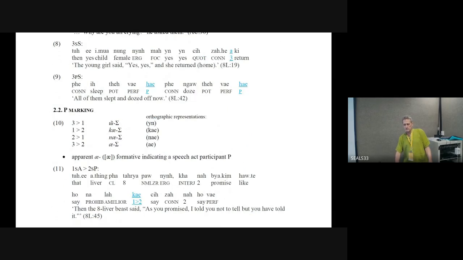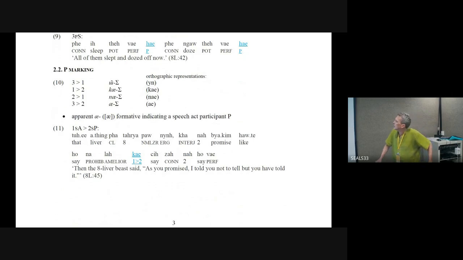P marking is a little more complicated. So the markers that you see here aren't exclusively P markers. So you'll see the K and the N elements involved in the first person acting on second person and the second person acting on first person forms. But here we have a marker A, which apparently indicates a speech act participant P, which is not the speech act participant which is otherwise indicated in the prefixal morphology, right?